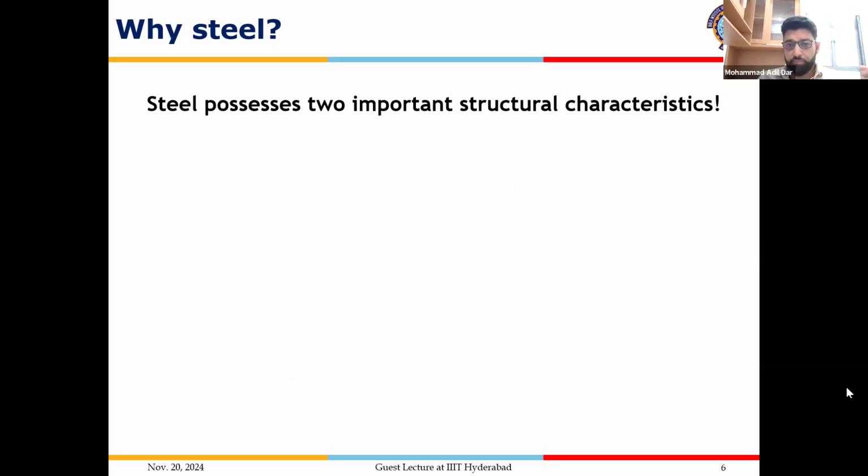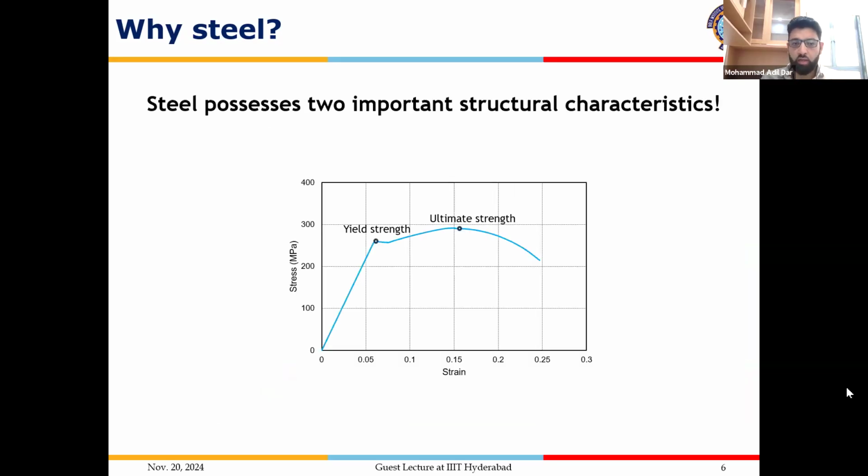Now, steel possesses two important structural characteristics. One is its resilience. So if a structure is loaded till the yield point and unloaded, it's as good as a new structure without experiencing any distress. Now, if it so happens the structure is loaded beyond the yield point, it possesses significant ductility that takes care of things from other aspects, particularly from the life safety point of view. So these two important structural characteristics give it the position that it occupies in the list of modern materials.